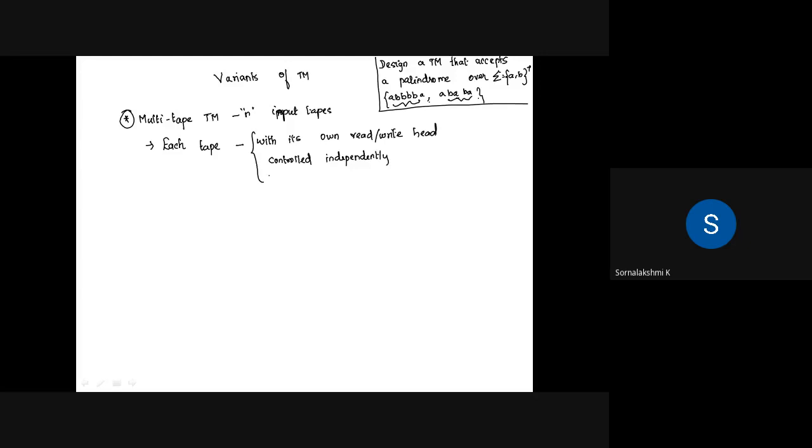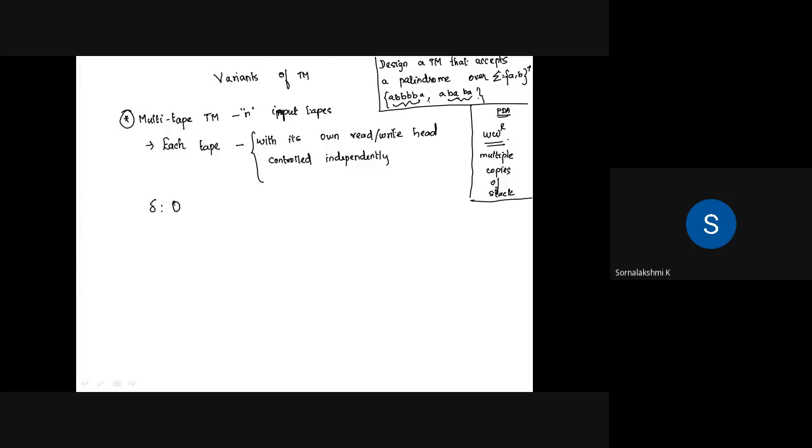If you remember, we used multiple stacks for the non-deterministic PDA, for WWR, the even palindrome. When we designed a push-down automata, we took multiple copies of stack. And we would have seen that in one of the stacks, if we reach the final expected stack symbol, then we would have accepted it. So this is something similar to that. Each tape will have its own read-write head and it will be controlled independently.